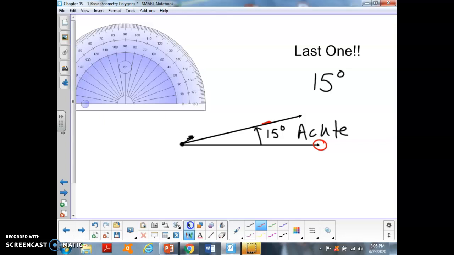So watch for that, but look on the next page in your math book. It will describe parallel, intersecting, and perpendicular. Hope you have success.